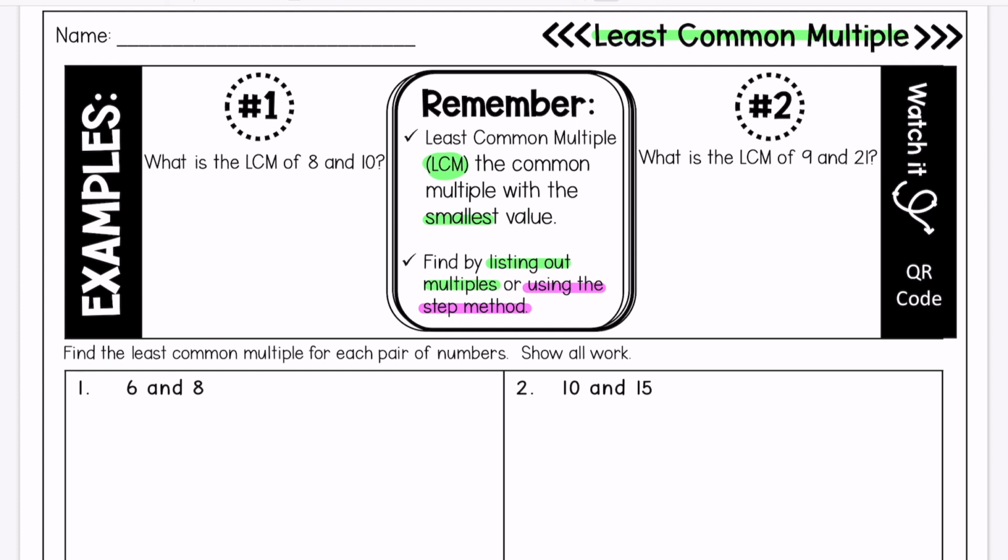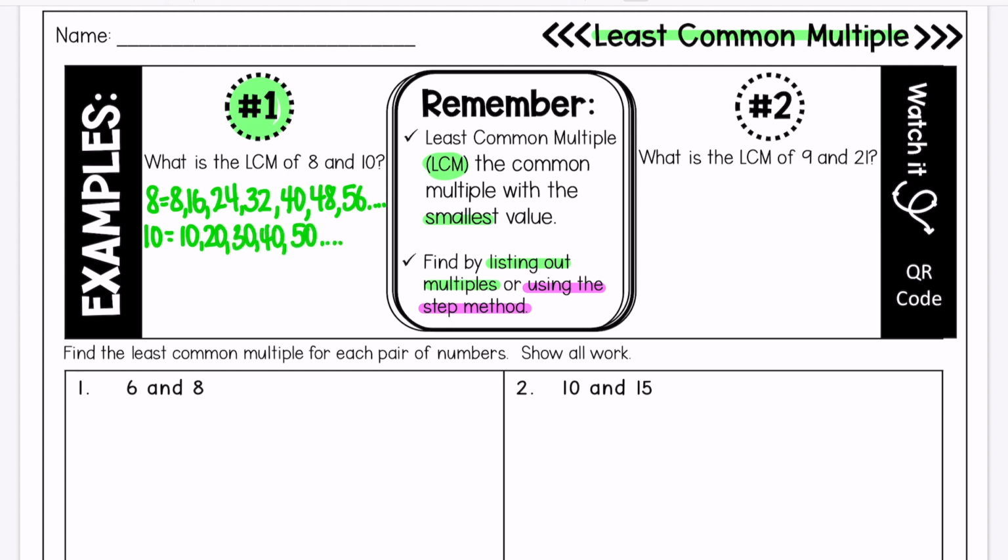So jumping over here to the left with example number 1, it says, what is the LCM of 8 and 10? So what we're going to do is list out our multiples. 8 times 1 is 8, 16, 24, 8 times 4 is 32, and so on. Then we list out the multiples of 10. And we look for the one that they have in common.